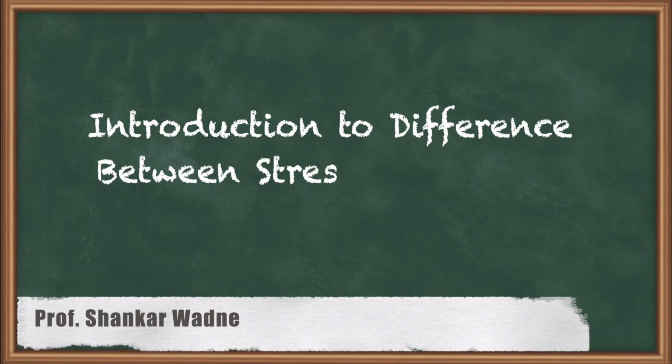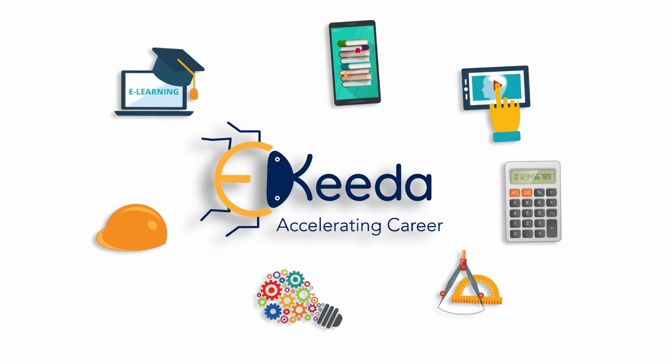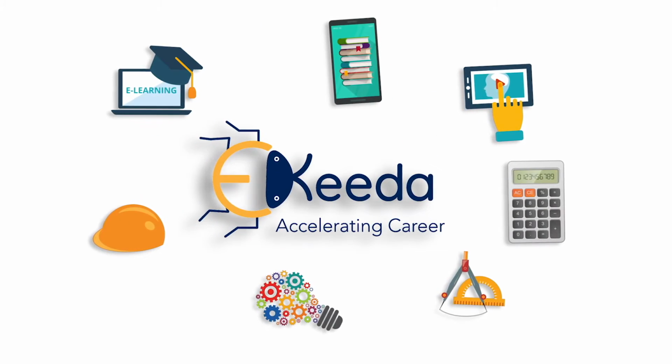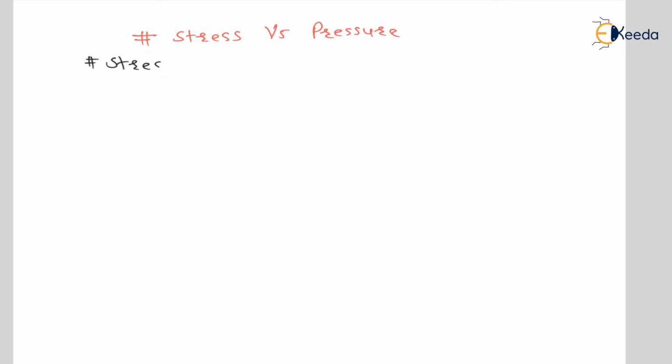Hello friends, in this lecture we are going to differentiate stress and pressure. In the last lecture we have already defined stress. Now what is stress? Stress is nothing but resisting force per unit area, the area on which force is applied. This was the basic definition of stress.